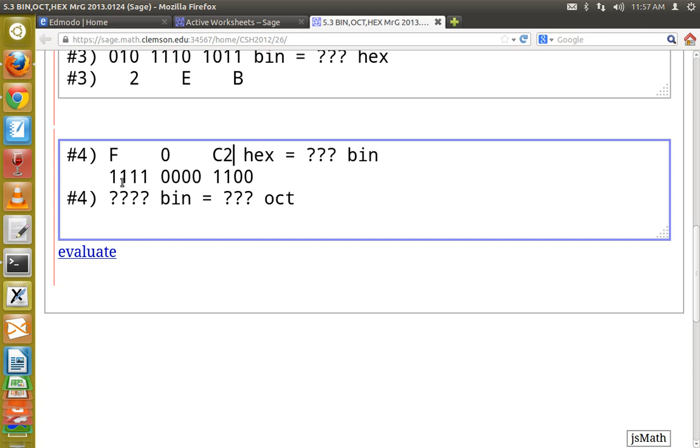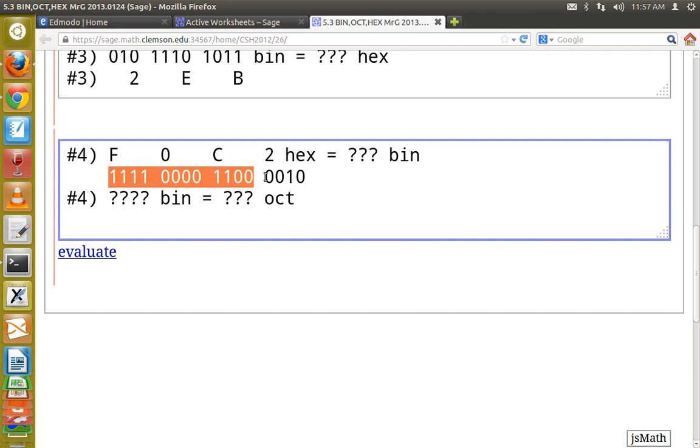Okay. How do you write 2 in 4 bits? Do you need an 8? Do you need a 4? Do you need a 2? You need a 1? No. All right, so that's your binary number. All right, now I'm going to take that number and use it here.